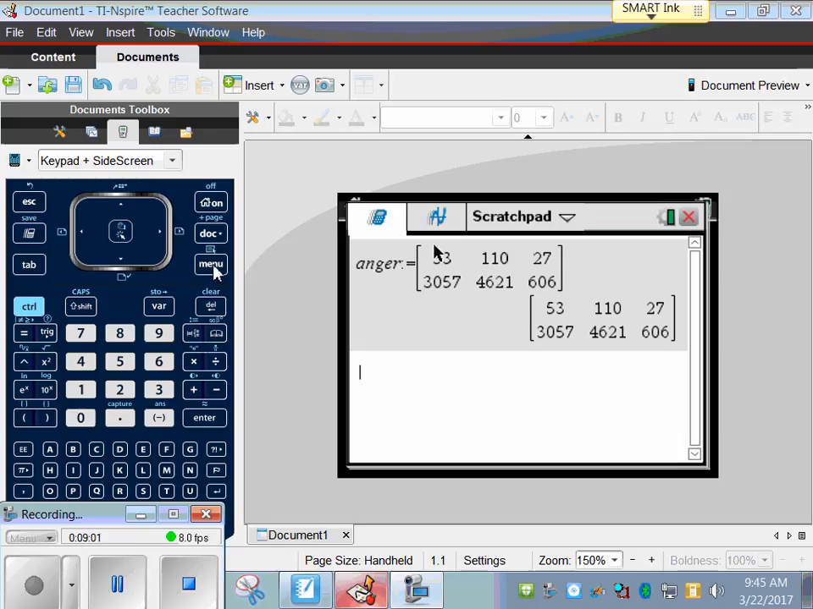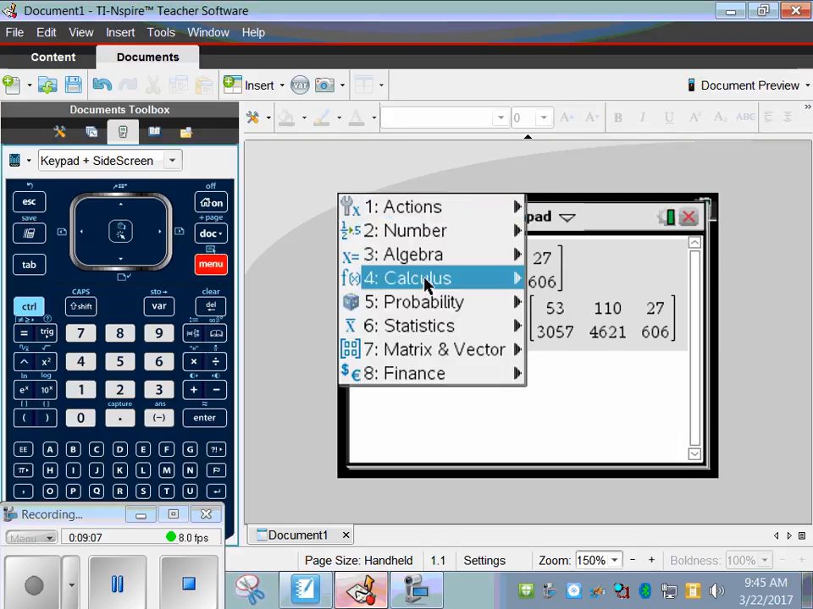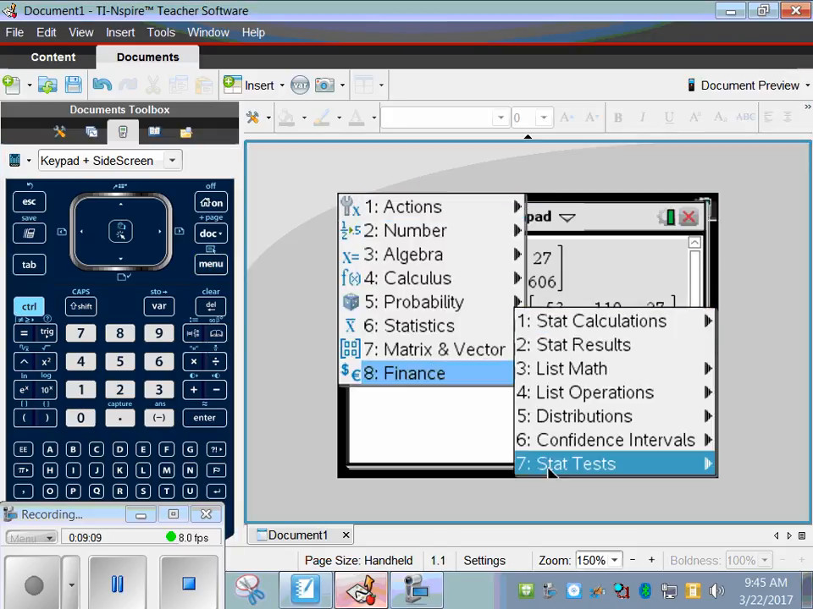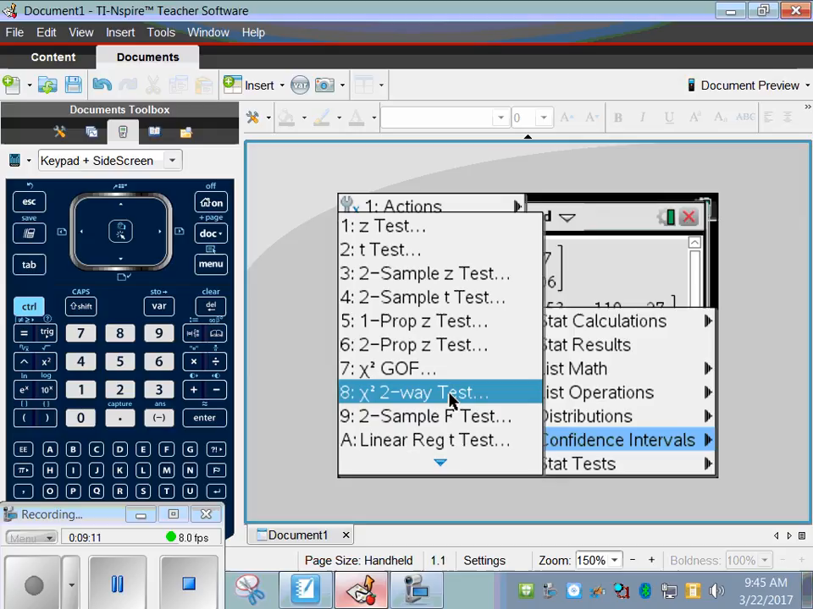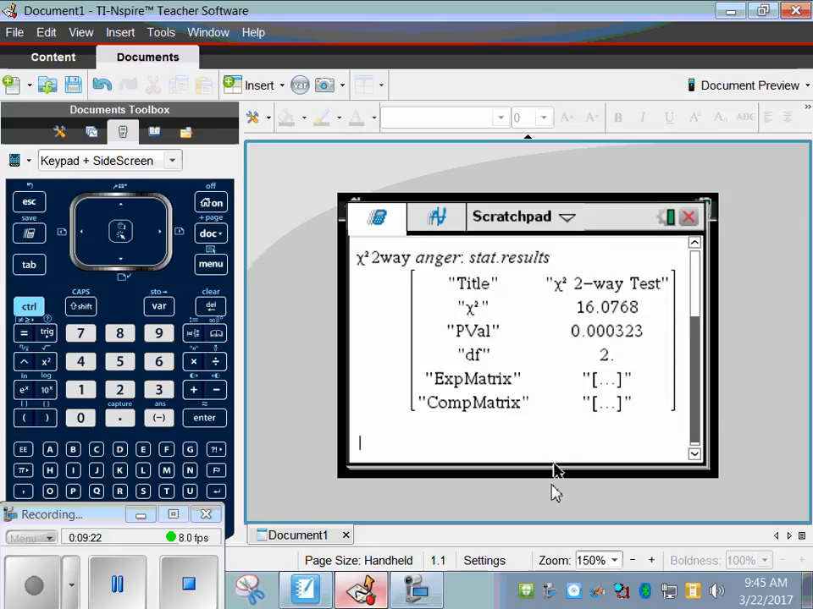So now you go to menu where we find all of our stats tests. So menu, and then statistics, and then stat test, and it's another two-way test, just like yesterday. It's the same as homogeneity and independence. It's a two-way table. So I'm going to put in the matrix that I just entered, which I called anger, whatever you called. All right, so we don't need any of this yet. We're going to come back to this because we will need this on the do part.